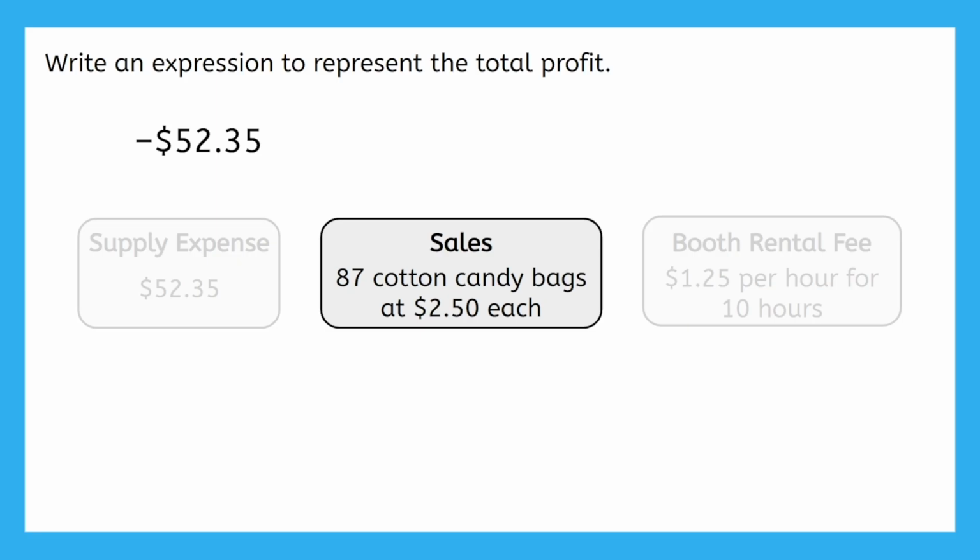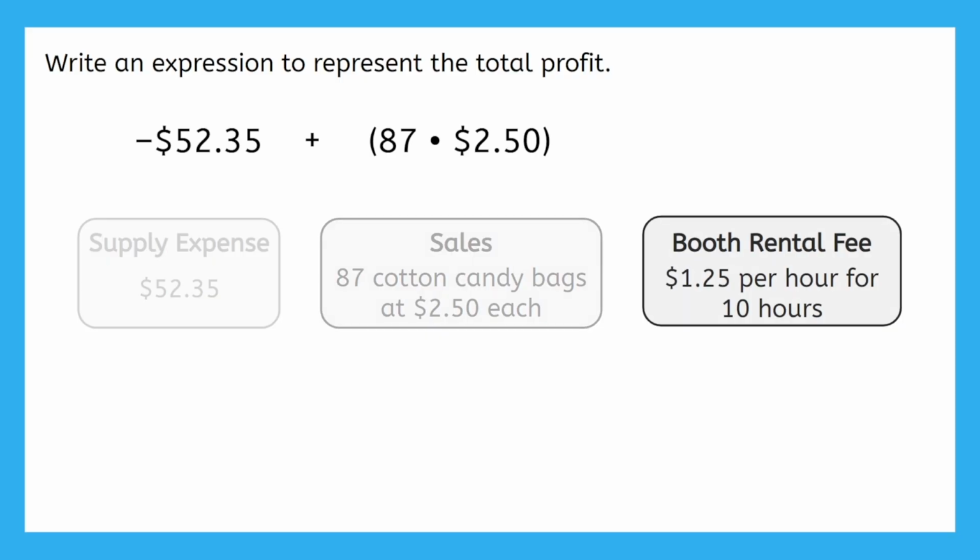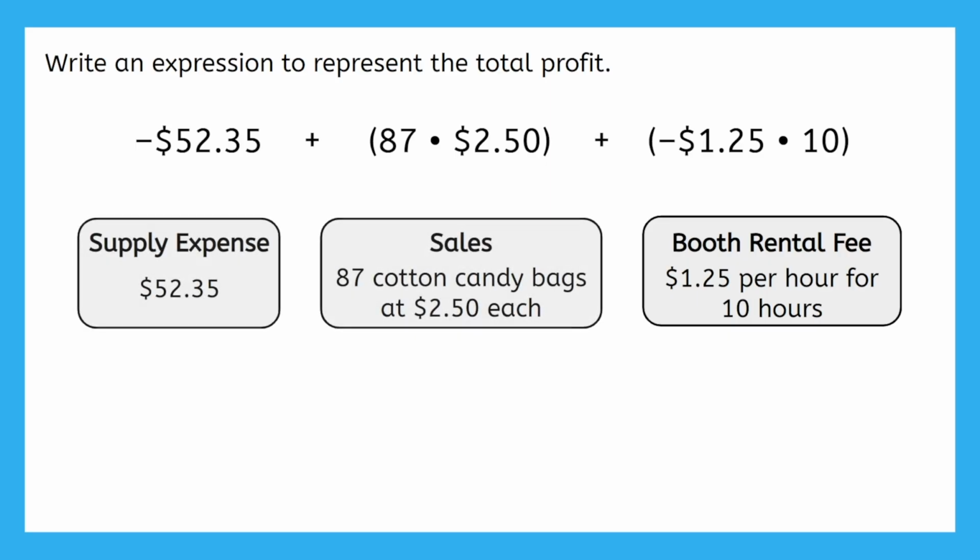What operation can we use to find our total sales? Yep, multiplication. We'll multiply 87 by $2.50 to find the total. I grouped this in parentheses to keep the sales together. We can add this because it's money earned. Finally, we had a rental fee, which takes away from our profit. The total fee can be represented by finding negative $1.25 times 10 hours. The term is already negative, so add the expense in the expression.